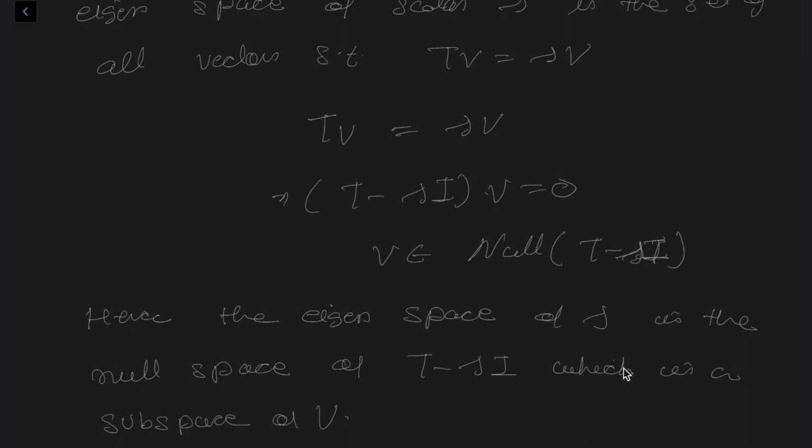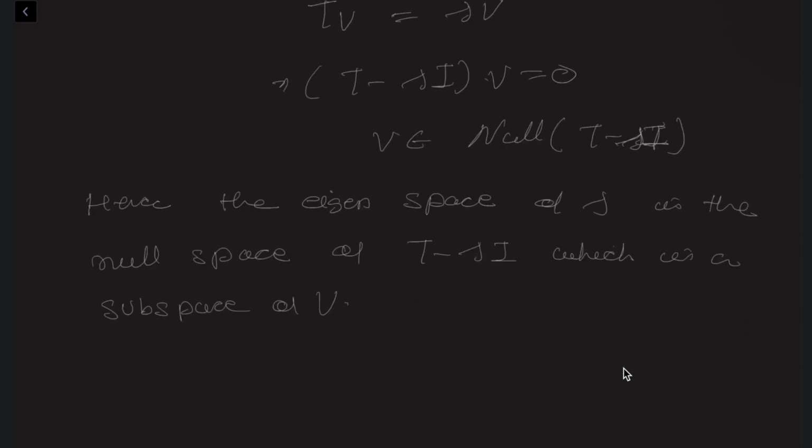And why is it a vector subspace? Because it is nothing but the null space of this transformation T minus lambda I, and we know that the null space is a subspace of the vector space. We are doing nothing much but just connecting the dots, whatever we have studied. We are just trying to connect the dots and come out with something meaningful.